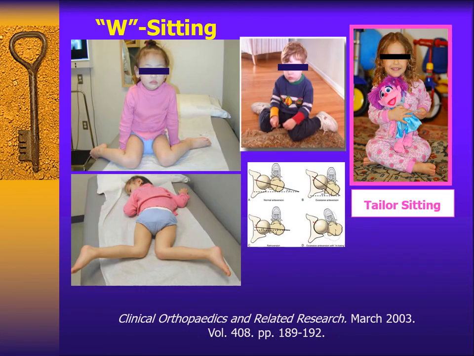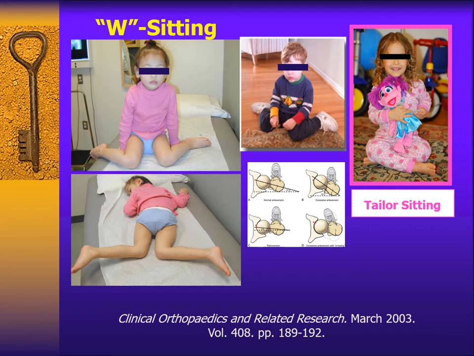So again, W sitting or Taylor sitting, what's better? We think that that Taylor sitting position on the right is much better for the developmental postures of the hip. If you look at those W sitting positions in this particular slide, you can see the degree of internal rotation that's placing on the hip, as well as forcing the proximal hip into this anteverted position.